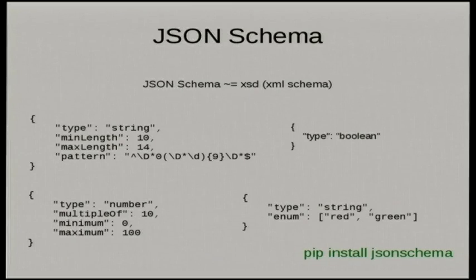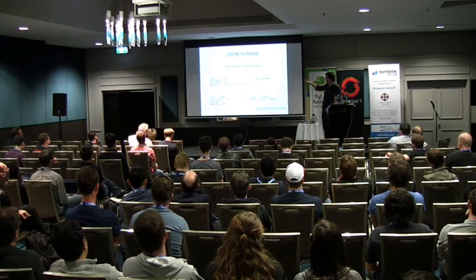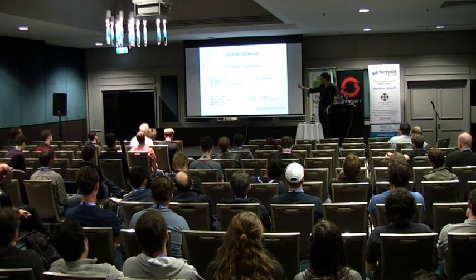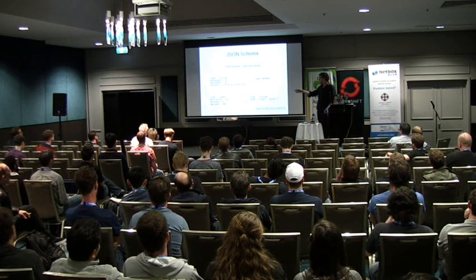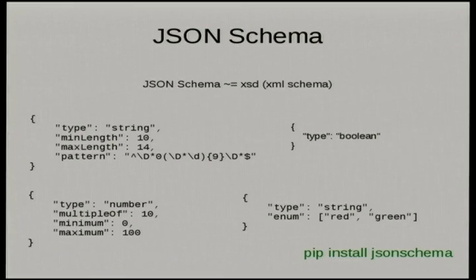So a strict representation of what can be posted to an API or what can be received from an API. So, basic examples. The first one is a way of defining a validator for a string with a minimum length of 10, a maximum length of 14, and that regex, which should theoretically validate an Australian phone number. The second one will obviously take a true or false value. In the bottom left is a number, a multiple of 10, minimum 0, maximum 100, or an enum for red or green. And so they're your basic types.